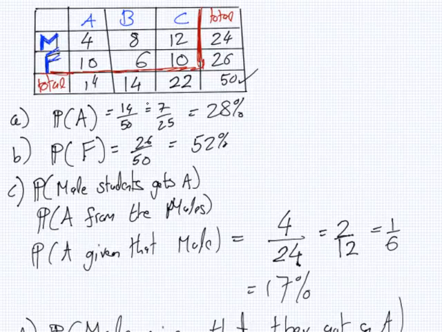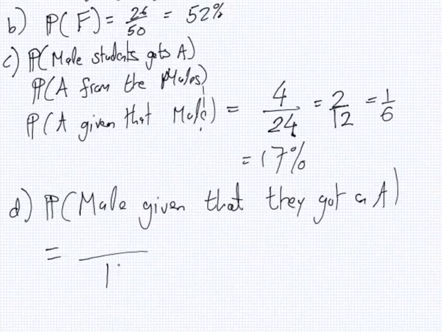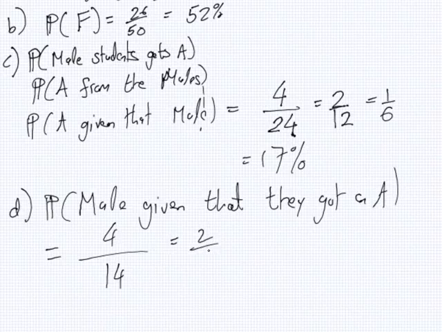So how many A students are there? 14. So you choose one of these 14 students. When you choose one of these 14, how many of them could be an A student? 4. 2 over 7 then for this one here. What's that, 28%, isn't it? So does it round up to 29? Yeah. I'm sorry, I get a bit confused.